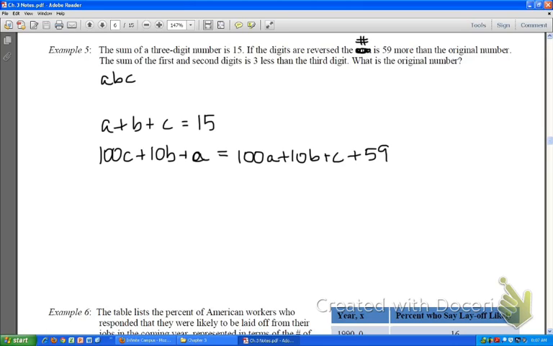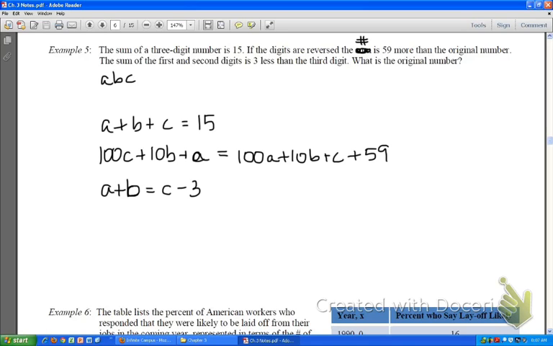Okay. And then it says that the sum of the first and second digits, so the sum of the first and second digits would be A plus B, and I am saying that that should be 3 less than the third digit. So, first and second would be A and B, equals C minus 3. Any questions on that part?